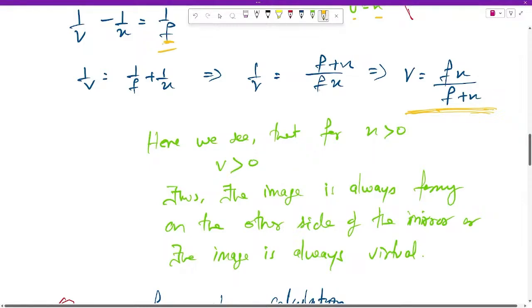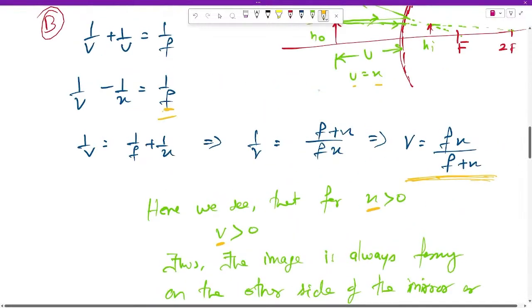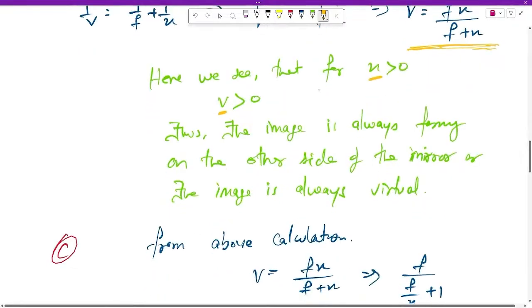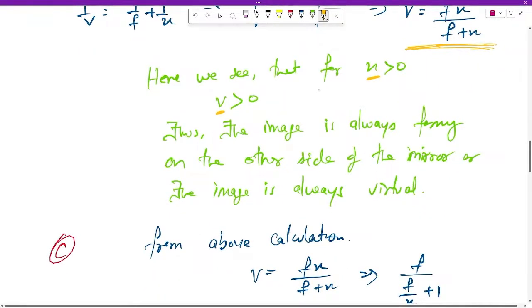Wherever the object is placed, that is x greater than 0, v is always going to be positive. The image is always forming on the other side of the mirror, or the image is always virtual. Since v is positive, it means that v measured from here is always going to be on this side of the mirror, that is, the right side of the mirror. Thus there will always be a virtual image forming for this case.